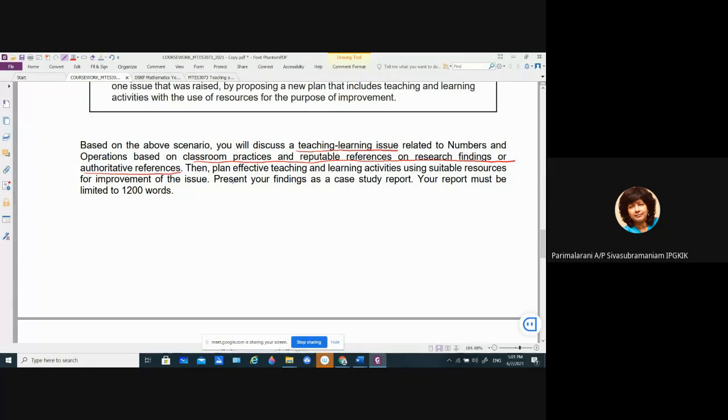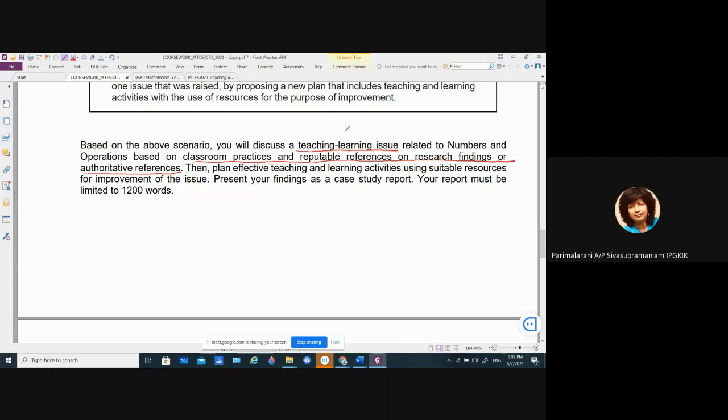Do you know what this means? You have seen these words before, right? In your previous assignments, right? Okay, what is reputable references? Authoritative references? We need to find internet. Find where? Yeah, internet. Internet, but internet also got a lot of non-reputable references. You cannot take from blog. Okay, journal. Blogs, yeah, journal, yes.